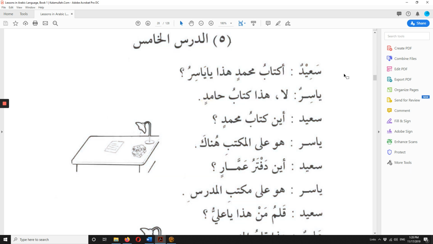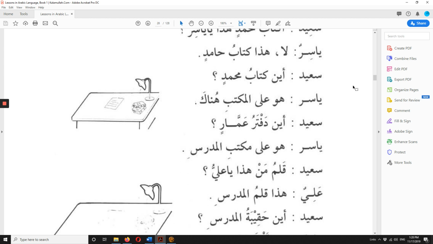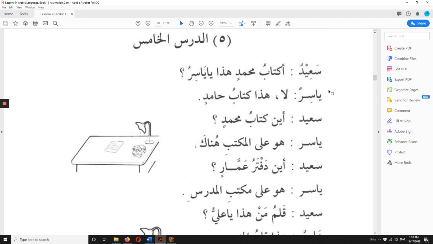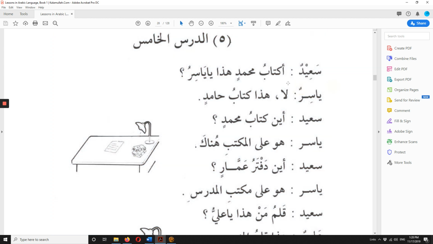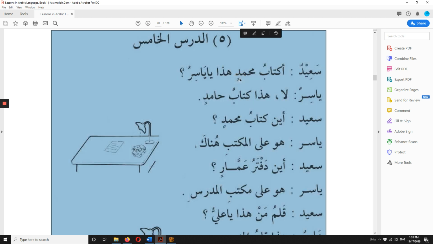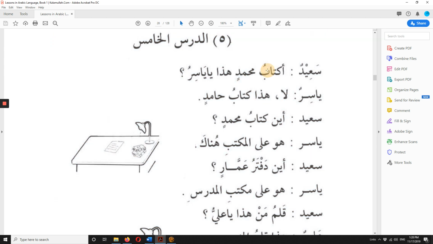So now I'm going to actually read the conversation, and then we can kind of grammatically analyze each sentence. So Sa'id says, Akitabu Muhammadin hadha ya Yasiru? So notice that we have Yasiru here instead of Yasirun. Muhammadin instead of Muhammadun. Kitabu instead of Kitabun. So here he's saying, is this book Muhammad's, O Yasir?